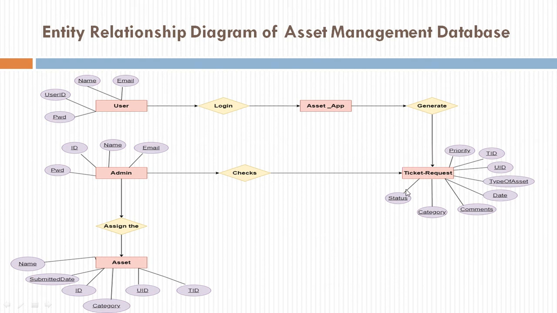And if he raises the ticket or sends the request, the admin will check with his credentials, using the ID and password, and assign the ticket to the asset department with all those details. By that means we can get the exact view of what problem the user is having, and why he has generated a ticket or complaint request for a solution.